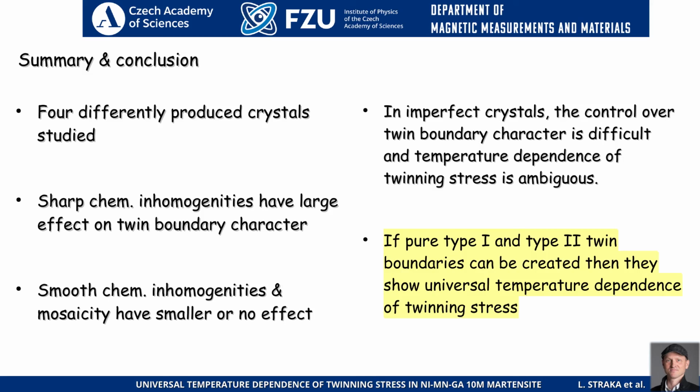So the main conclusion for me is that in imperfect crystals, the control over twin boundary character is difficult, and the temperature dependence of twinning stress may be ambiguous. But if you are able to create pure type 1 or pure type 2 twin boundaries, then they always show universal temperature dependence of twinning stress.